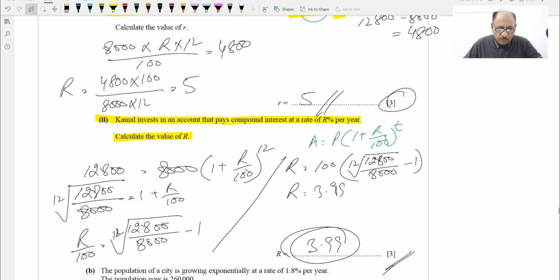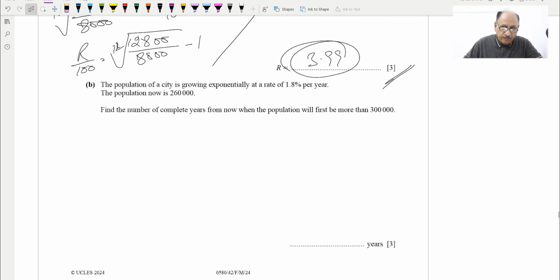Hopefully you understand this. Now part B says the population of a city is growing exponentially at a rate of 1.8 percent per year. The current population is given, so we need to find the number of complete years from now when the population will first be more than 300,000.